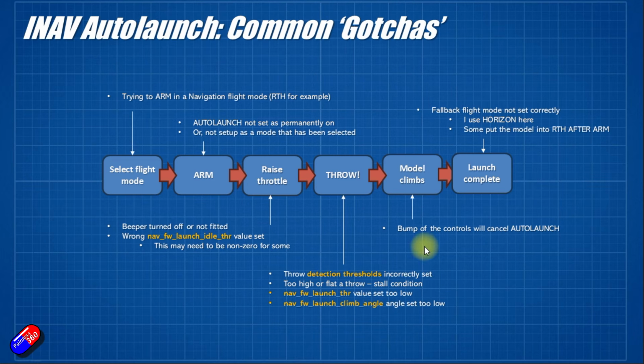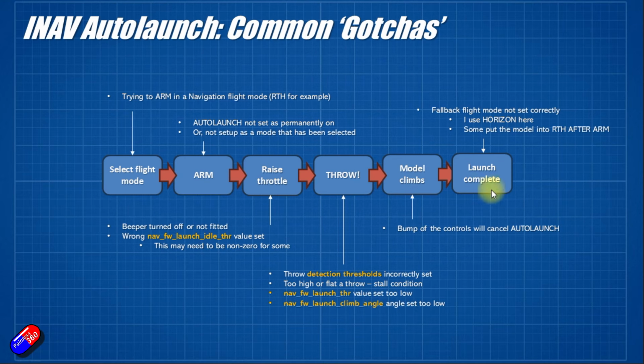The next thing then, once it's been thrown, of course, is that the model is going to climb. We've talked about there being 3 ways that it's going to come to an end: either as a timer, an altitude that's reached, or by you cancelling it by moving the sticks. I've had issues where people complain that it's coming out of auto launch, and that's typically because they turn around, pick the radio up and bump the controls. That is why I always recommend having it in something like horizon mode, because if it accidentally comes out of auto launch, it'll just revert to flying straight and level and not immediately turn over on its back and power into the ground.